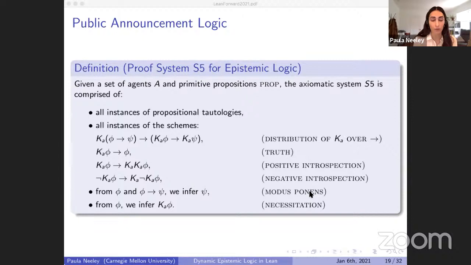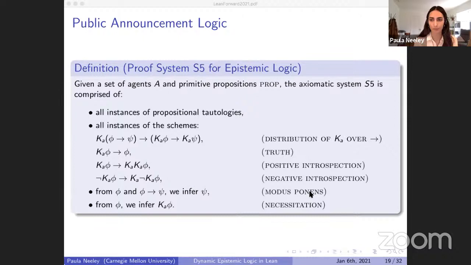We have truth. If you know phi, then phi is true. Hopefully we only know true things. Belief is another matter. We might believe things that aren't true, but hopefully knowledge is stronger than that. We have positive introspection, where if you know phi, then you know that you know phi. And we have negative introspection, where if you don't know phi, then you know that you don't know phi. And then we have the two standard rules of inference, modus ponens and necessitation.